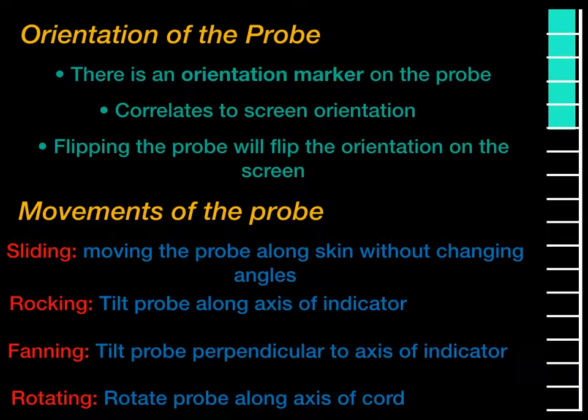There's an orientation marker on one side of the head of the probe. That correlates to what you see on the screen. Flipping the probe in space will change the orientation on the screen. Various movements of the probe include sliding, where you move along the skin without changing angles, rocking, where you tilt along the axis of the indicator, fanning, where you tilt the probe perpendicular to the axis of the indicator, and then rotating, where you rotate the probe along the axis of the cord that it's attached to.